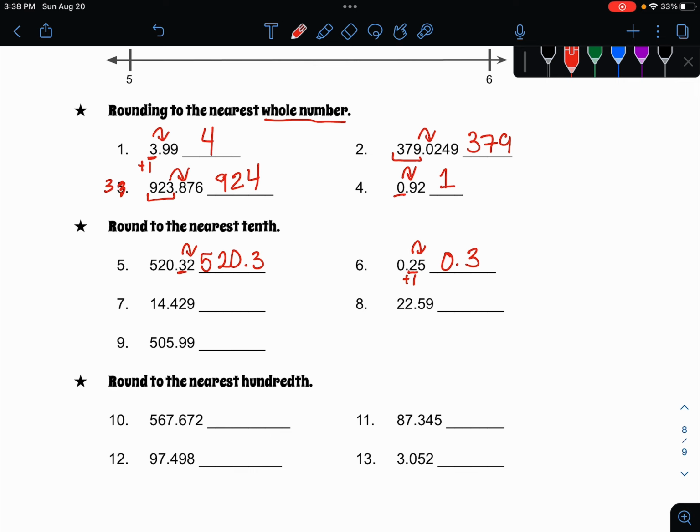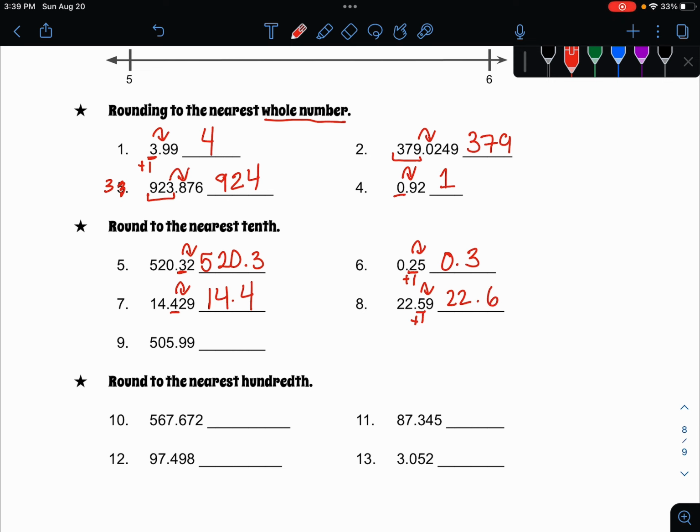Okay, so we have 4 in the tenths place. Looking next door, it's a 2, less than 4. So that means that we would let it rest. So it would be 14.4. Okay, question 8. Let's look at our number. We have a 5 in the tenths place. Next door is a 9. So we would add 1 to the tenths place. So it would be 22 and 6 tenths.